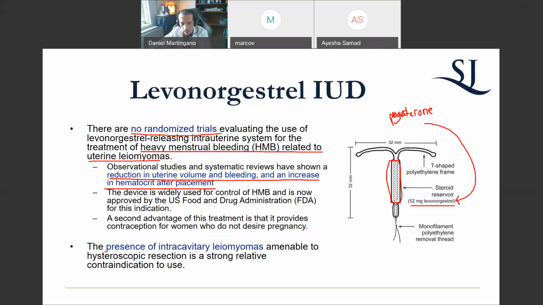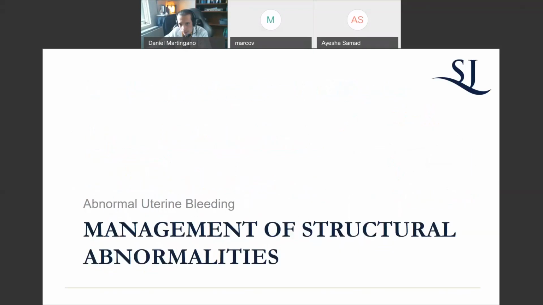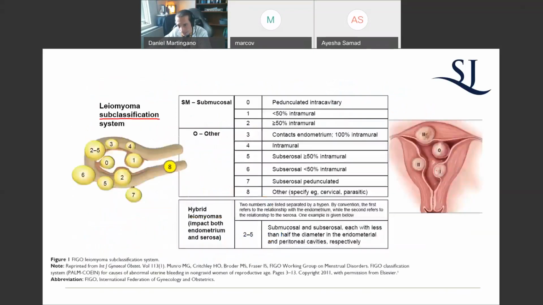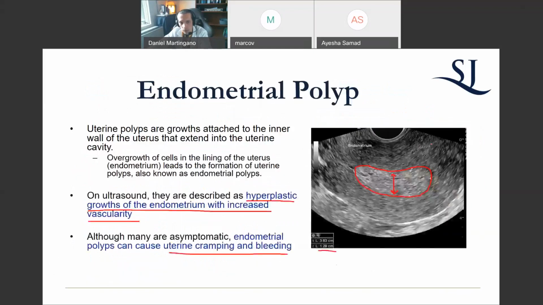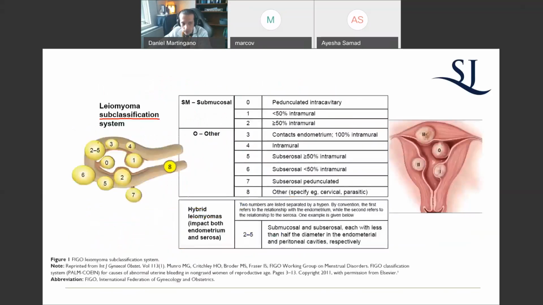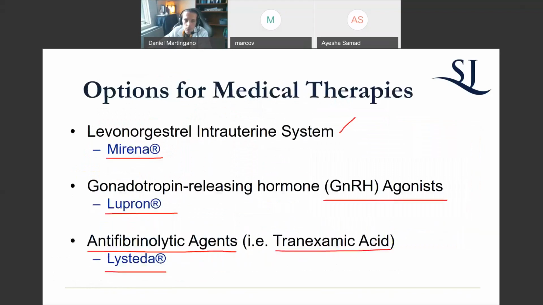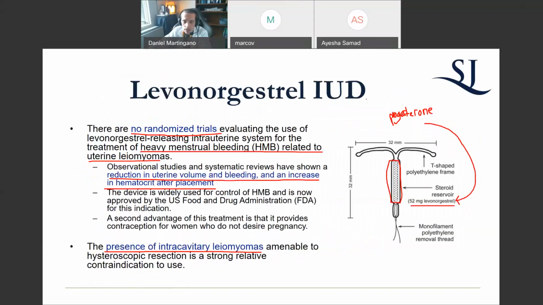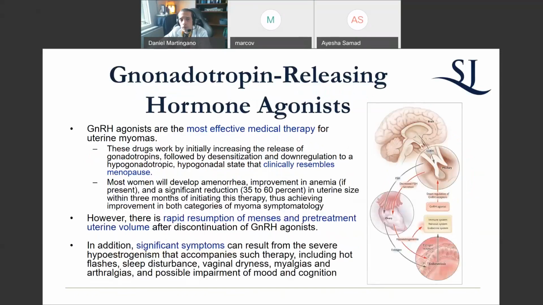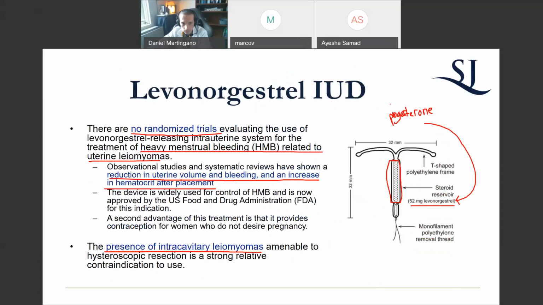If you have intracavitary leiomyomas, that's a pretty strong relative contraindication, because obviously if you're trying to put an IUD in this cavity that's all distorted, it's not going to work. Okay. So that's why the location does matter. If you have a bunch of fibroids out here, but none in the cavity, then this becomes an option for you. Usually people will give it a try if surgical management is not desired by the patient, okay? So that's an option.